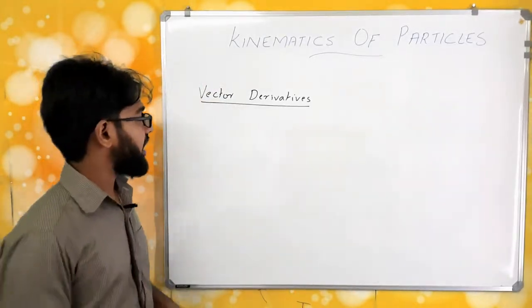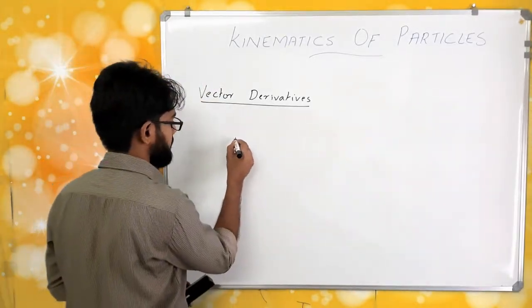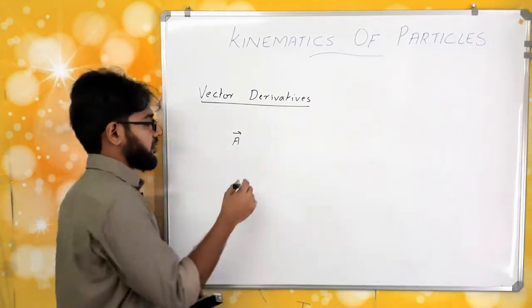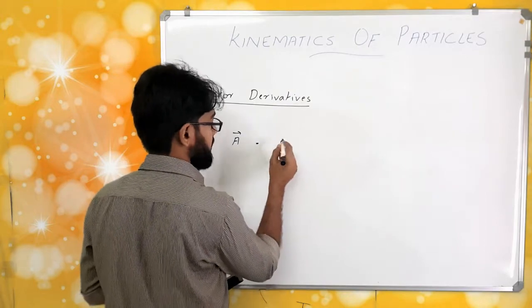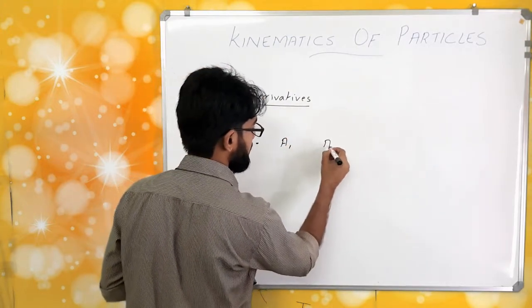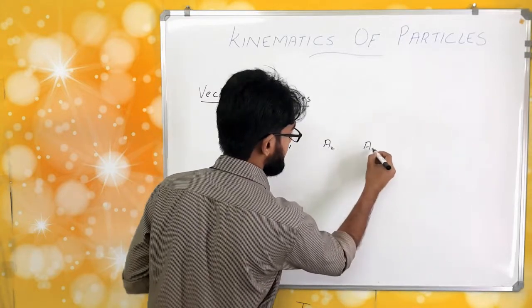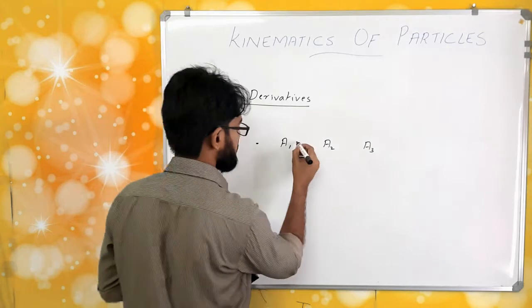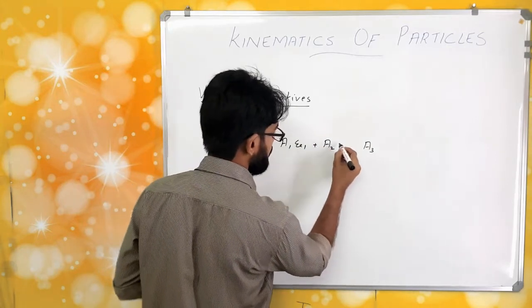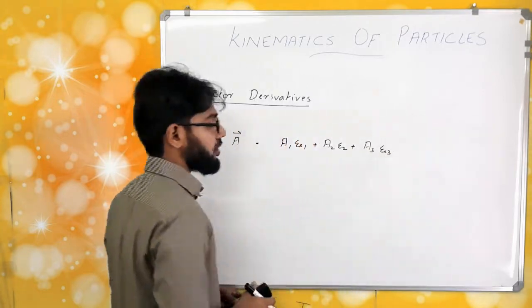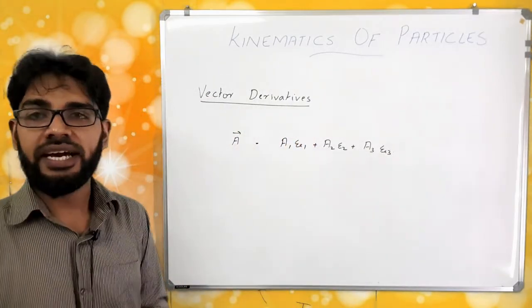Now, suppose I have a vector, say A, and the components of the vector are in the three directions. The scalar components are A1, A2, and A3. Now, let epsilon 1, epsilon 2, and epsilon 3 be the corresponding unit vectors along these three directions.